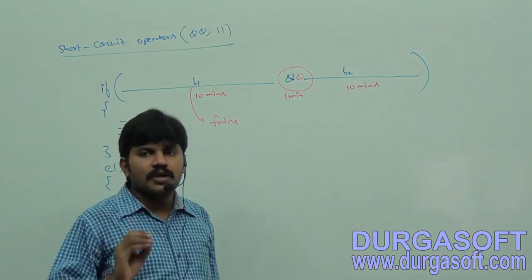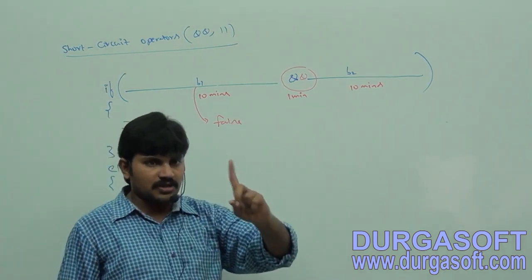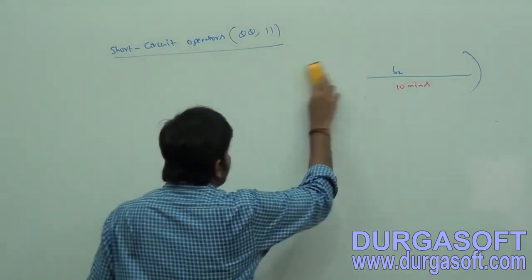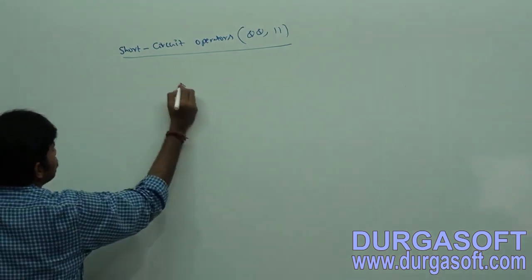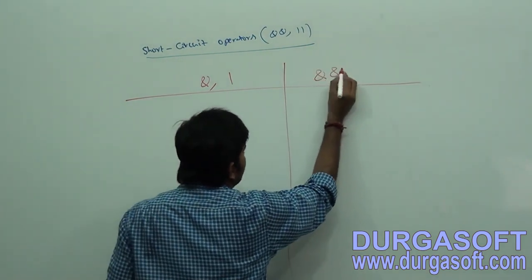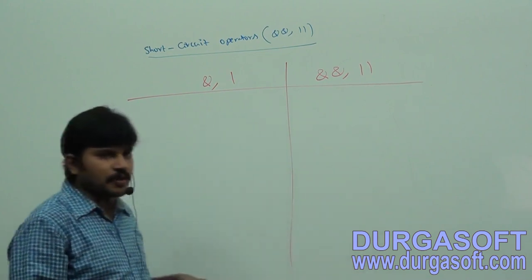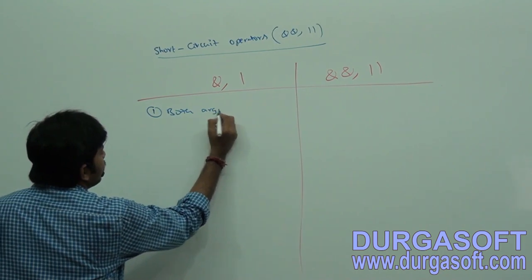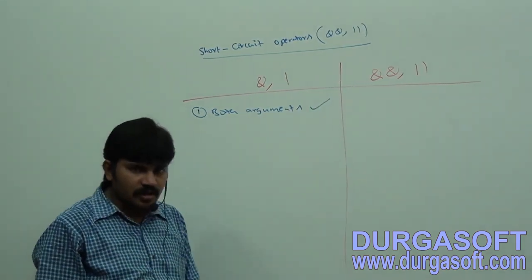Are you able to understand the difference between the normal bitwise operators and the short circuit operators? Now the terminology is clear. Now just observe this. Let me summarize the difference: normal bitwise operators, and next, short circuit operators. First point, as I just explained, here both arguments should be evaluated always. Correct or not? Both arguments should be evaluated always.